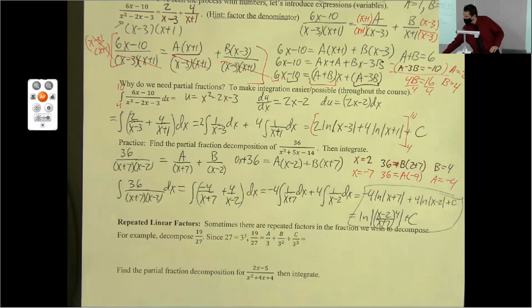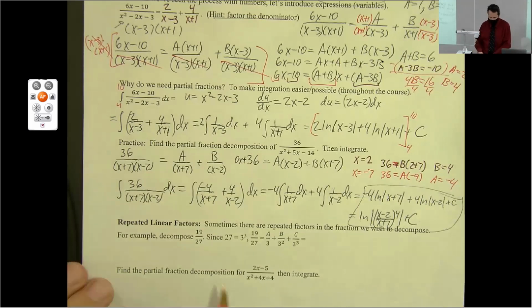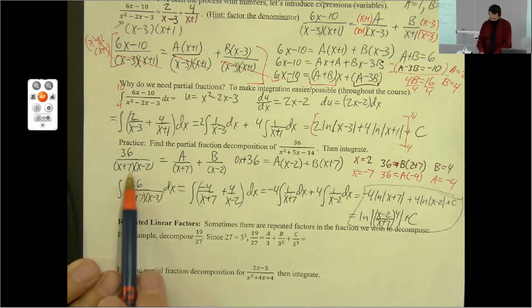So, are we feeling a little better with partial fractions? Yes. Okay. All right. So sometimes they're nice and easy like this, but sometimes it's a little bit different. In this case, it was easy because the denominator factored into two separate, distinct, different linear pieces.